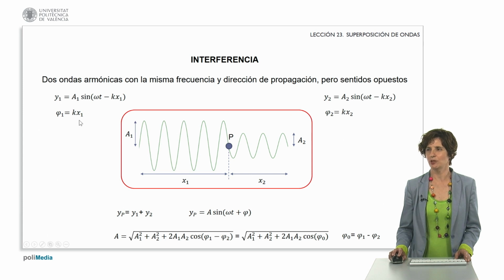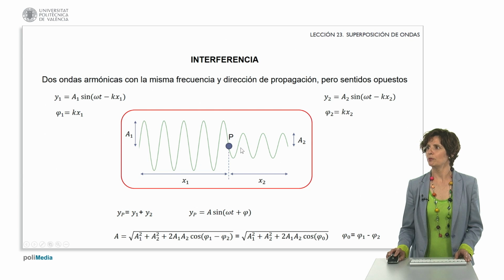We will call kx1 phi sub 1. However, at point P, the amplitude of the second wave is I sub 2 equal to A sub 2 sine of omega t minus kx2. We will call kx2 phi sub 2. According to the superposition principle, the amplitude at P is the sum of I sub 1 plus I sub 2, which is a sine of the same frequency as the interfering waves.